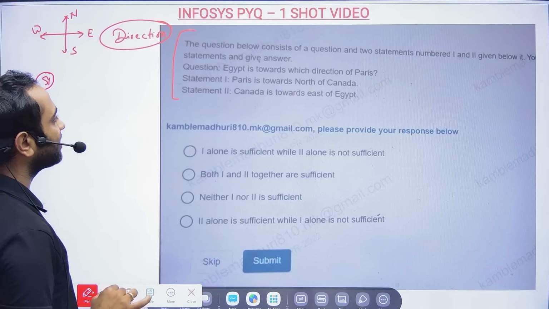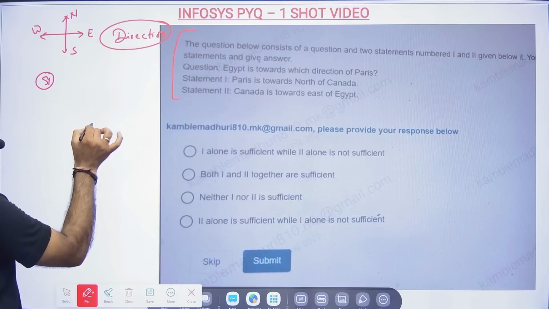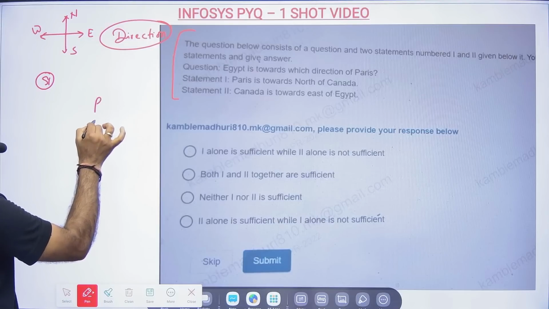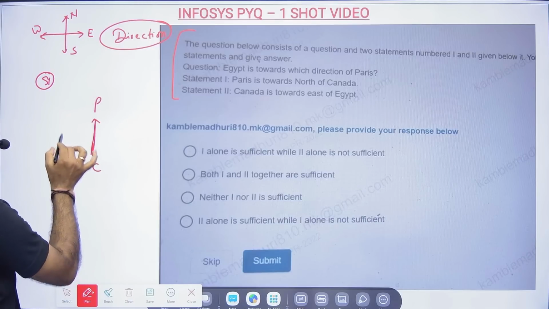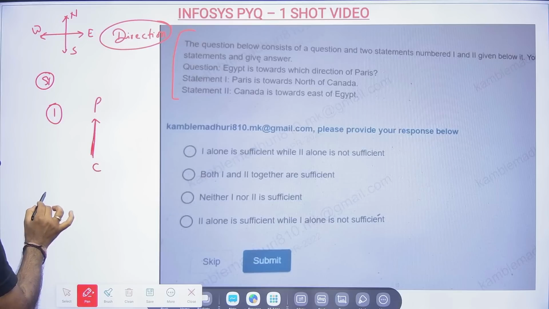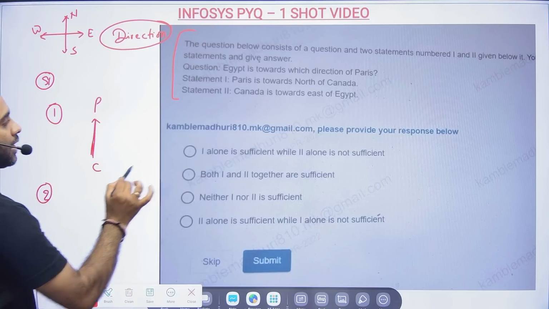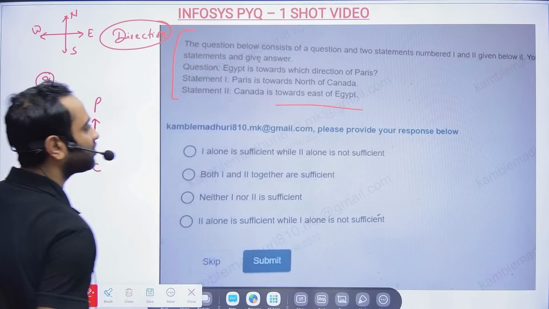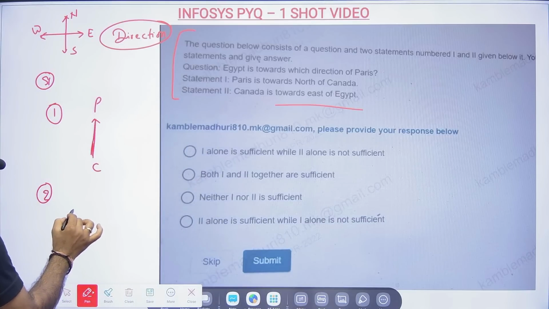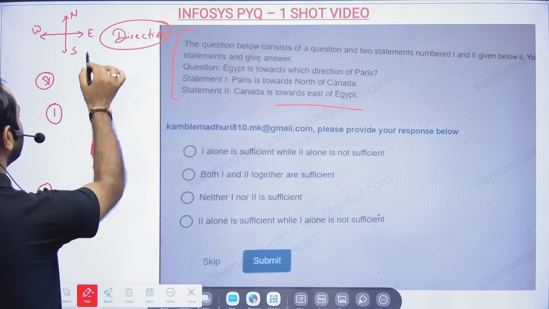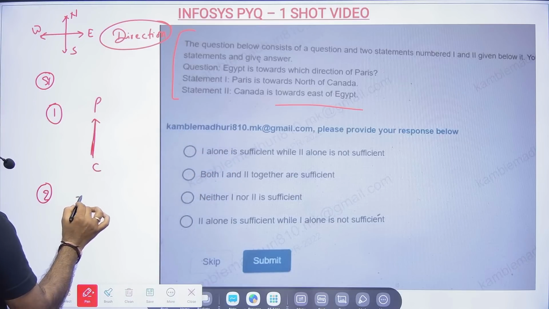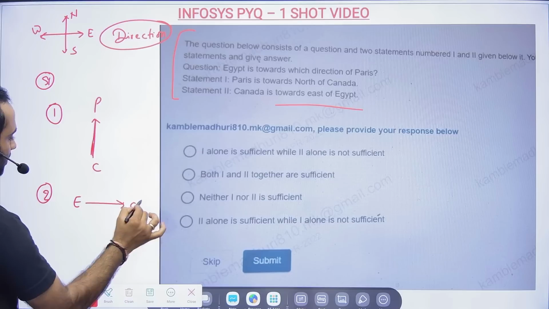So Paris is towards north of Canada. So this is your Paris. Paris is to the north, means up, north of Canada. This is my statement 1. Second one: Canada is towards east of Egypt. Now, where is east? Canada is towards east of Egypt. So like this, east is this side.